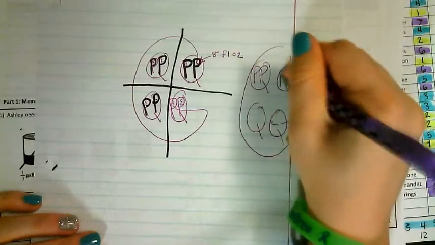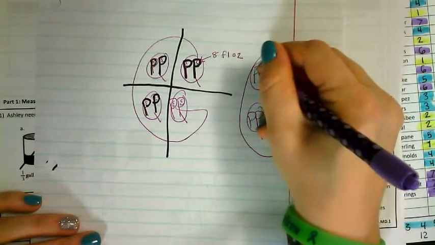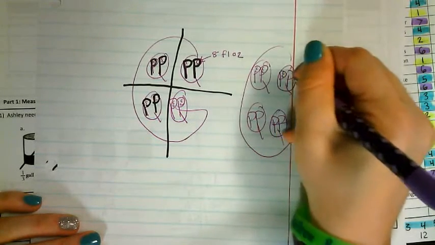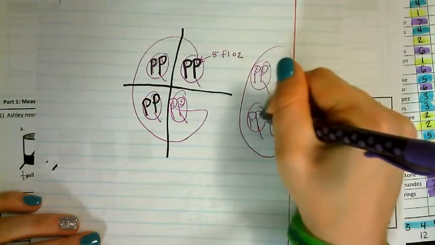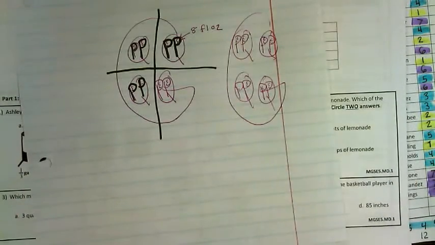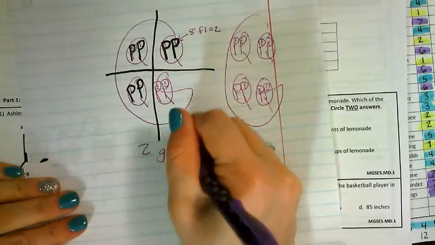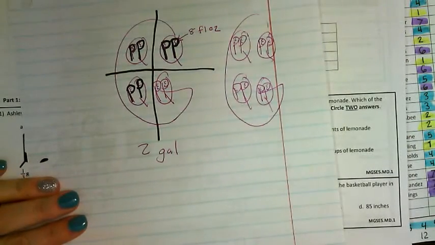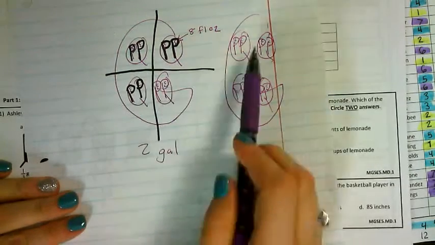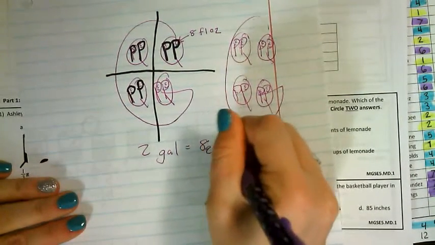With my 2 pints, 4, 6, 8 pints, and in each pint I have 2 cups. All right, so before I even look at my answer, I'm just going to figure out what I have here. So I have 2 gallons. Let me see how many quarts I have: 1, 2, 3, 4, 5, 6, 7, 8. I have 8 quarts.